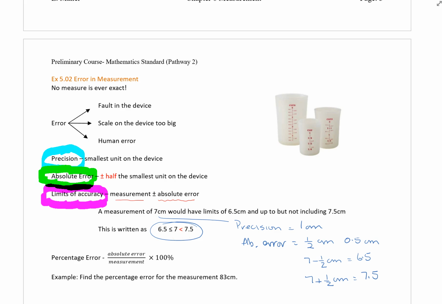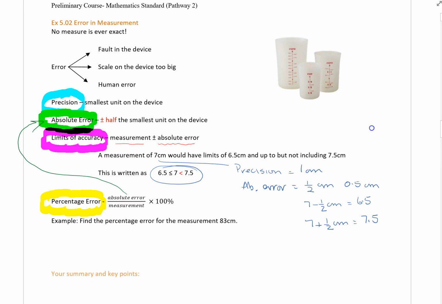Okay, so then we go on, and another term you've got to be aware of is this thing called percentage error. The way to get the percentage error is to take your absolute error. Now, what was absolute error? Absolute error was just half the smallest unit on the device. Put that value over the measurement and multiply by 100.